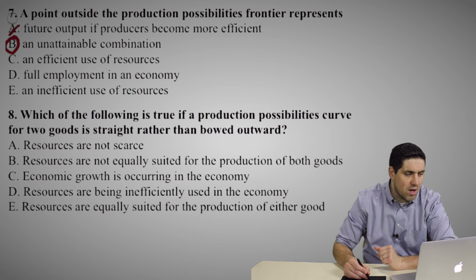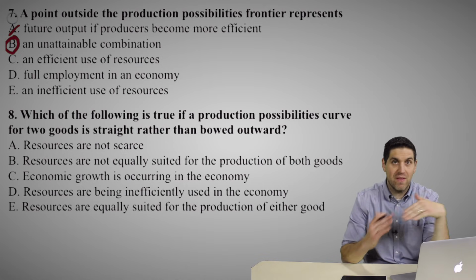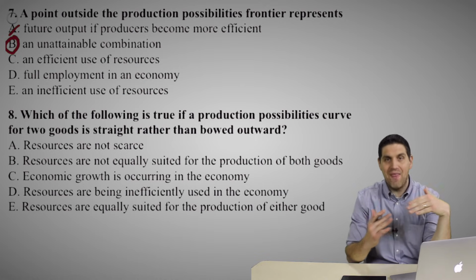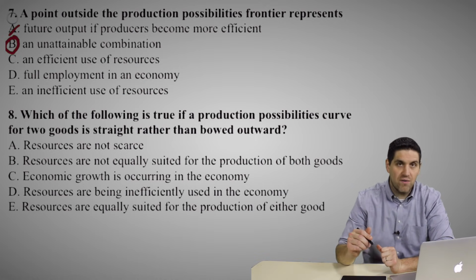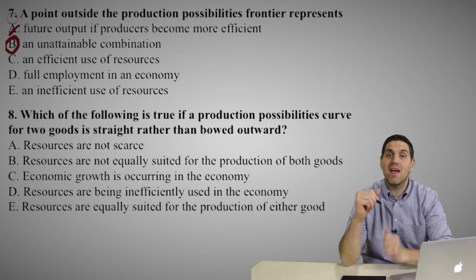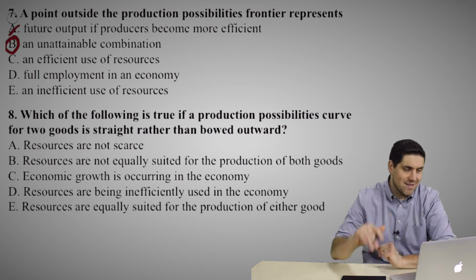The reason why this one's wrong, and I know some people put A's, the reason why it's wrong is because you can't be more efficient than the line itself. You can't get beyond that efficiency. You're already using all your resources efficiently. To get outside the curve, to get future output, you have to have more machines and more capital, or you've got to have better technology. So A is not right.